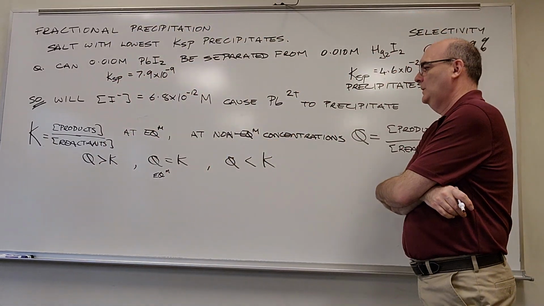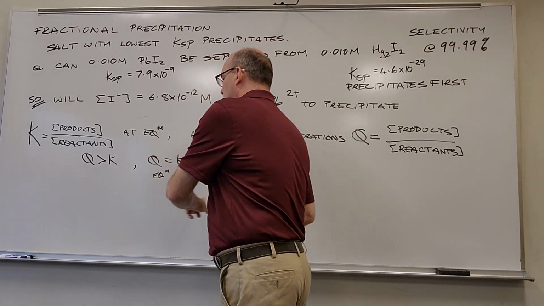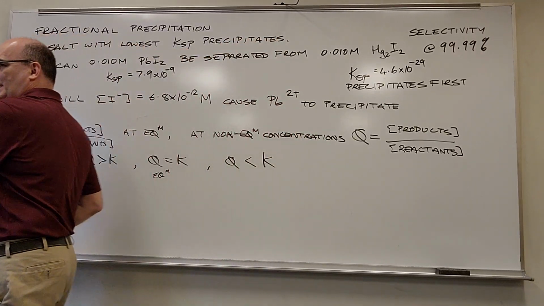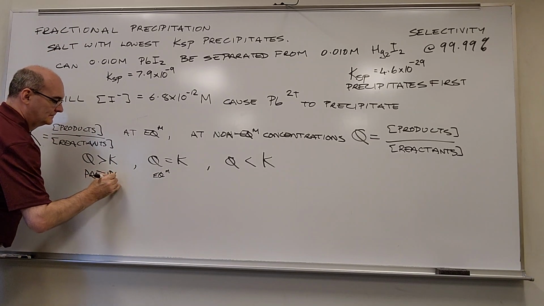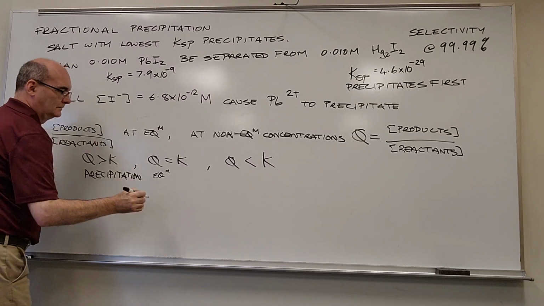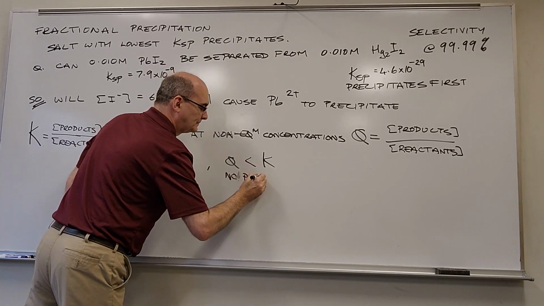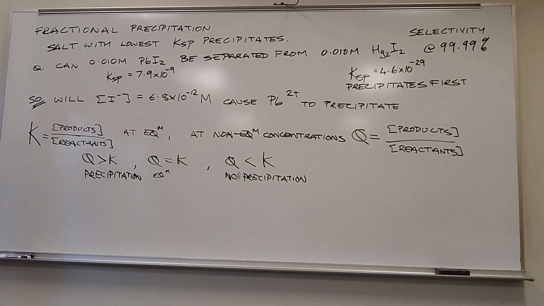Q is K, we're in equilibrium. Which one of these causes precipitation? That one. This one means no precipitation. All right, let's go find Q, and then compare it to its value of K.